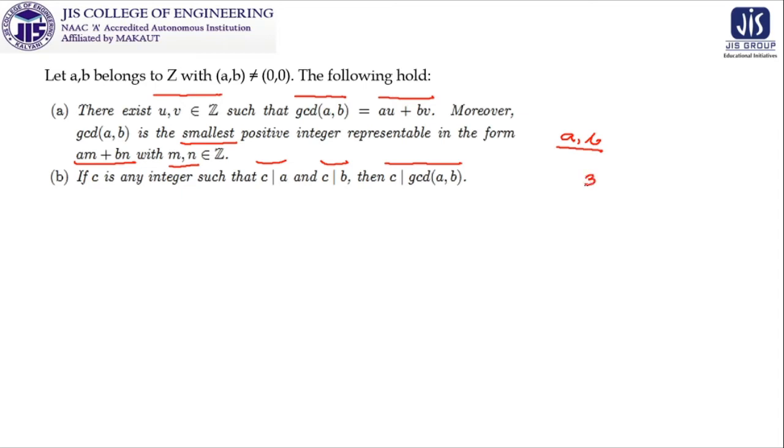So suppose 3 divides 9 and 3 divides 15. So here C is equal to 3, A is equal to 9 and B is equal to 15. Now what we want to check is whether C divides GCD of A and B or not. So we first have to find out the GCD of A and B. GCD of A and B is 3. So obviously C divides GCD of A and B for this example.